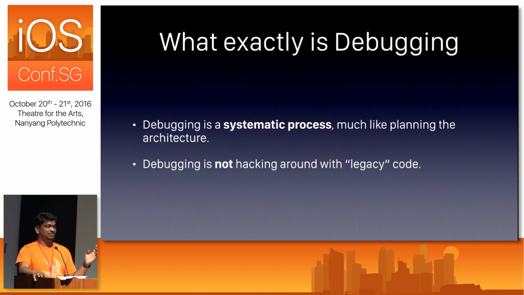We are all engineers. Just like how important writing clean code is, debugging in a systematic way is important. So you have to understand that debugging is a systematic process, much like planning how you start your project, planning your complete code architecture and something like that, right? What debugging is not? Debugging is not hacking around with legacy code.